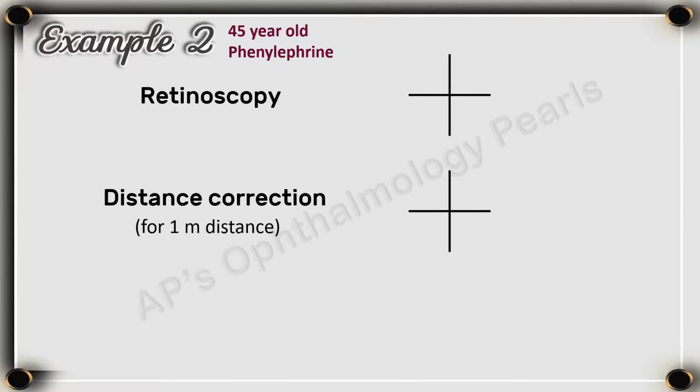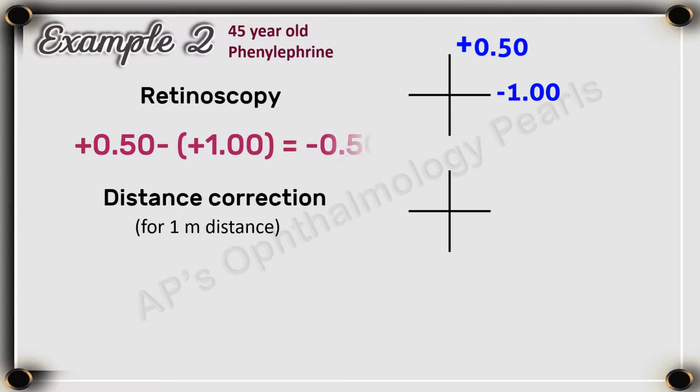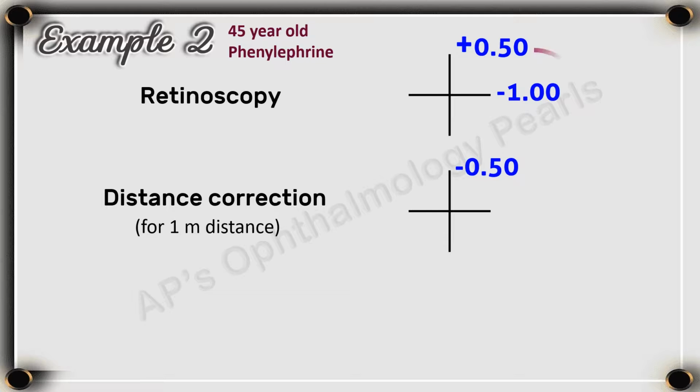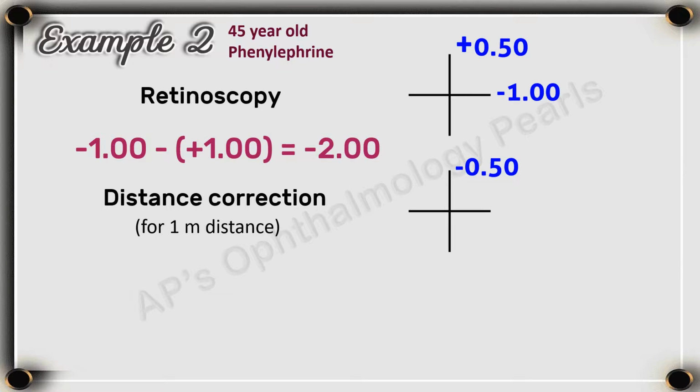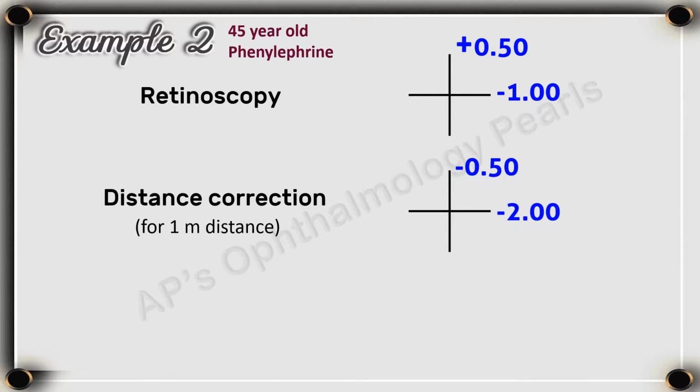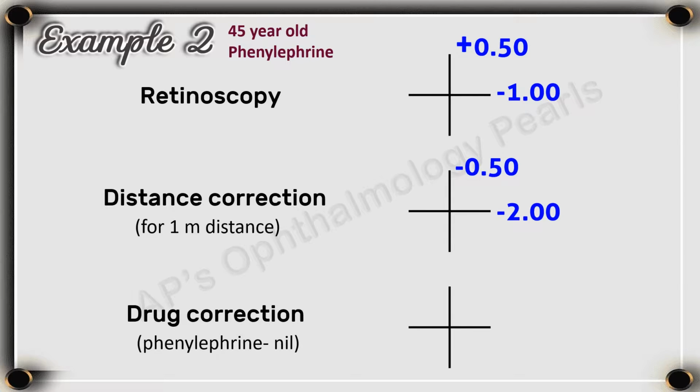Let's take another example. Patient here is a 45-year-old and the drug used is phenylephrine. These are the retinoscopy values. After distance correction in the vertical meridian, we get plus 0.5 minus 1, which is equal to minus 0.5. And in the horizontal meridian, we get minus 1 minus plus 1, which is equal to minus 1 minus 1, which is equal to minus 2. And correction for the drug is not required here, as phenylephrine has no cycloplegic action, and also patient is a presbyope.